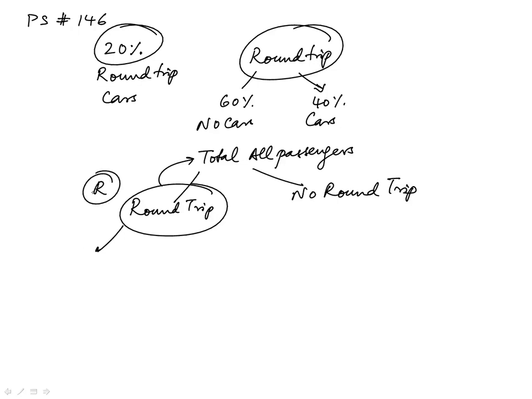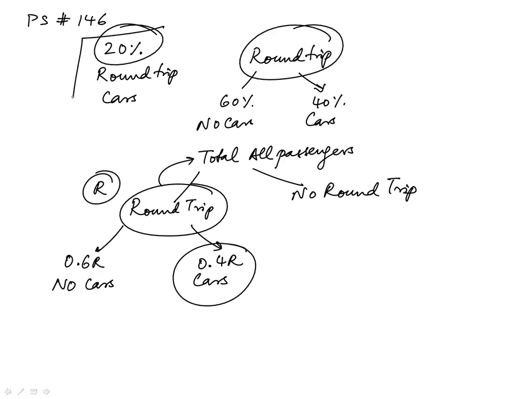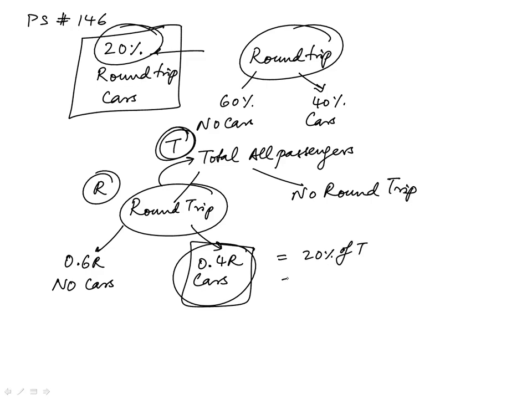And I have this further breakdown. So if this is R, then I know 0.6 R are not bringing any cars, whereas 0.4 R is bringing cars with them. And we know that this is the category that this portion of the problem is describing. That is 20% of all of the ship's passengers. So if the total number of passengers is T, this quantity is 20% of T, or 0.2 T.